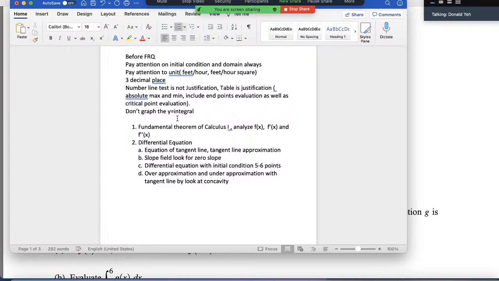Don't graph y equals the integral. Do not put an integral sign on the graphing calculator in the equation part, like y1 equals. Do not put an integration sign over there. That's not where it's supposed to go. I think a lot of people slow down the calculator by doing that. So don't ever do that.